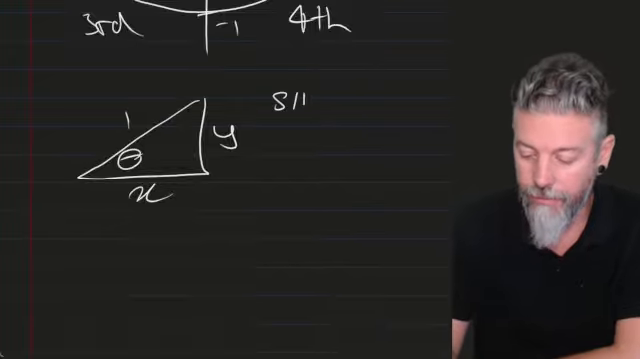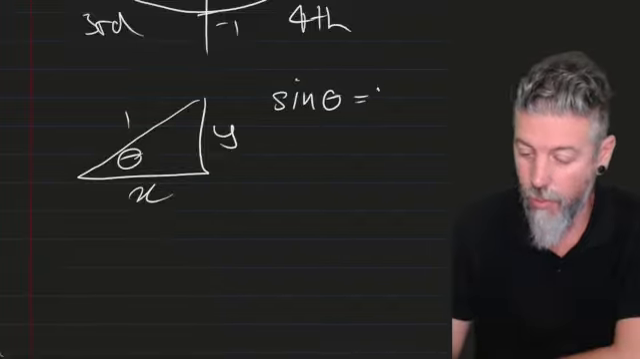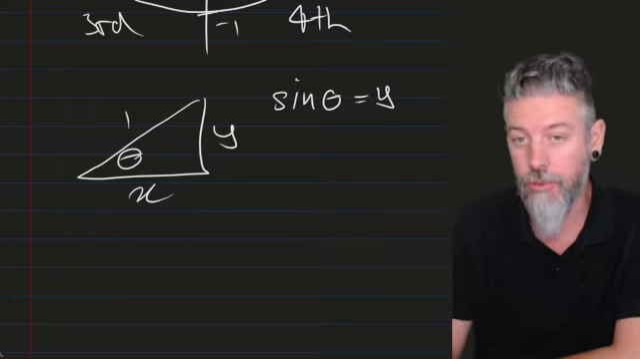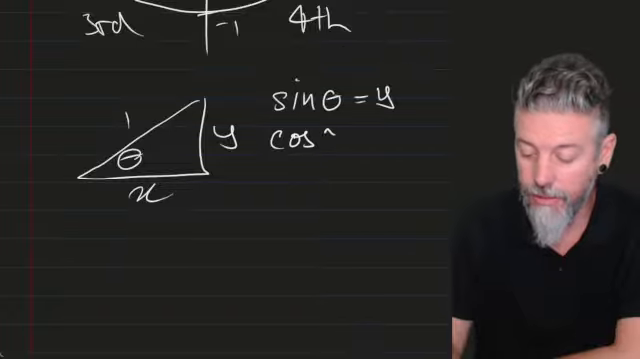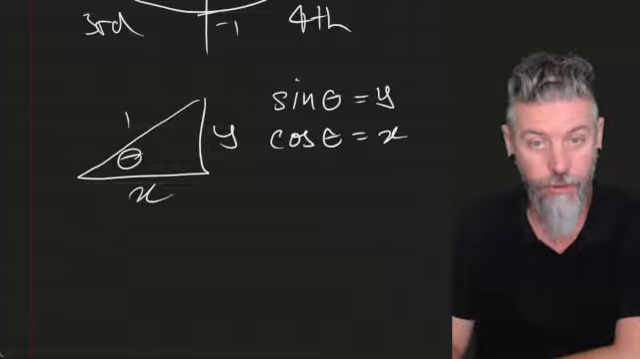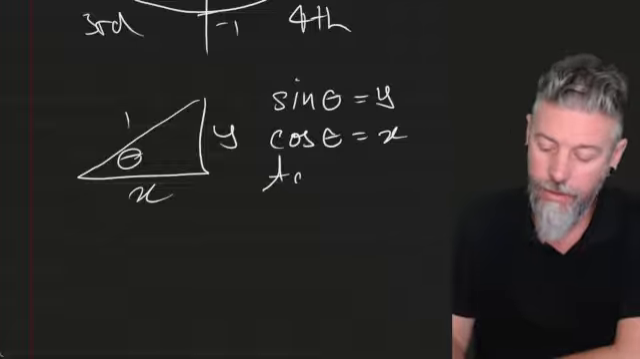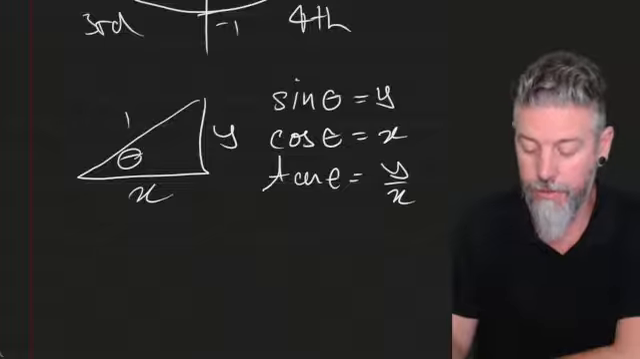Well, sine of theta is going to equal opposite, which is in this case y, over hypotenuse, which is 1. So y over 1. Cos theta is going to be the adjacent over hypotenuse, so that will be x over 1. And tan theta is going to be opposite over adjacent, so y over x.